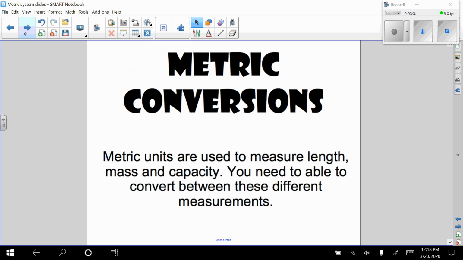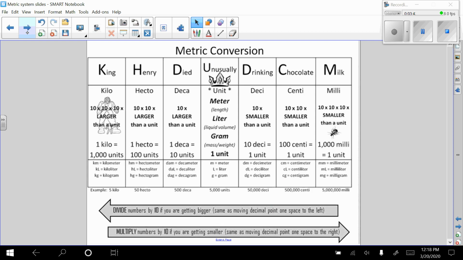Now, how do we remember this? How are we going to use the metric system to convert the measurements? When we think about the metric system, it has mass and capacity. You need to be able to convert between the different measurements. Remember, the metric system is all based on multiples of 10. And in the middle are the main units: meter, liter, and gram. They're right here in the middle under "unusual."